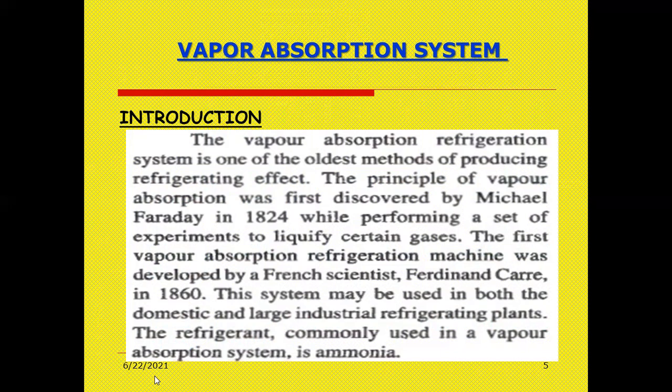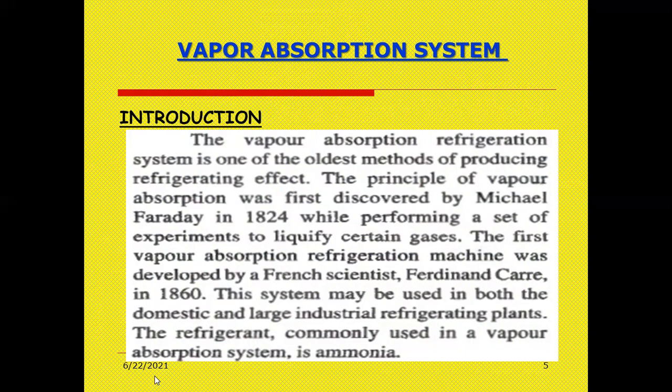So now we are dealing with the vapor absorption system, the introduction to the vapor absorption system. This is also one type of refrigeration system, among the compressor type of refrigeration systems. You have a vapor absorption refrigeration system. This is the oldest method of producing the refrigerating effect, which has been used for a long time.